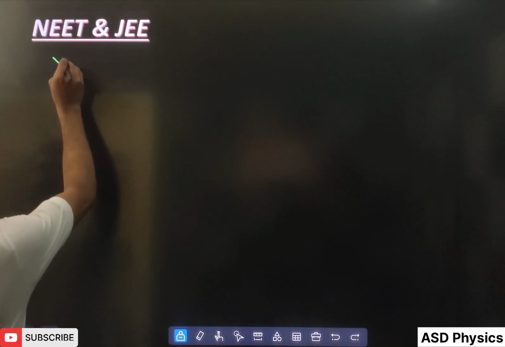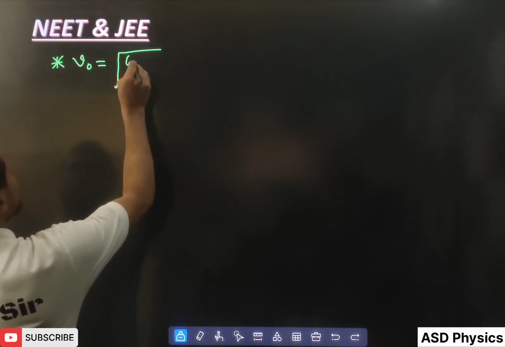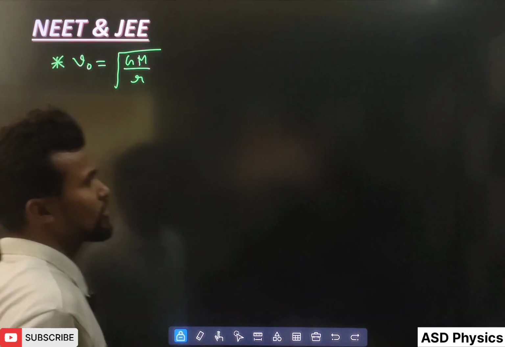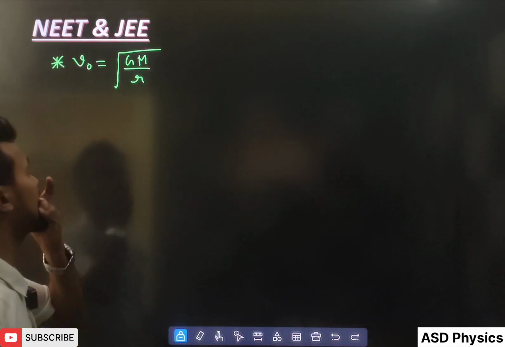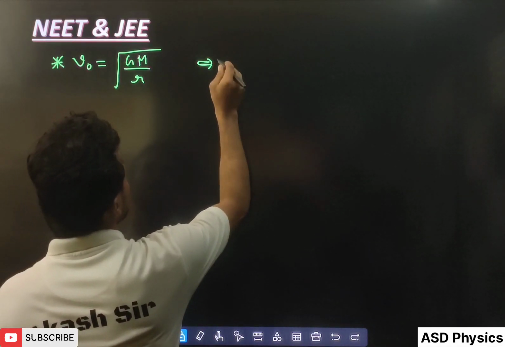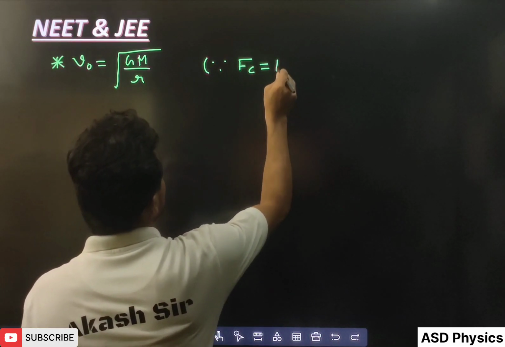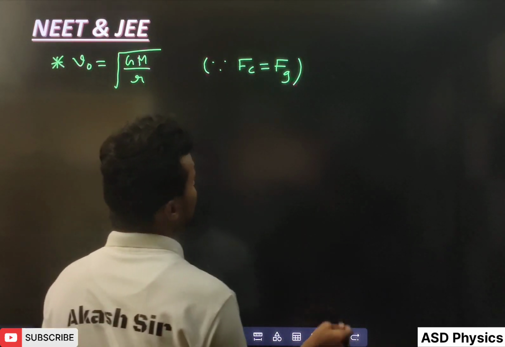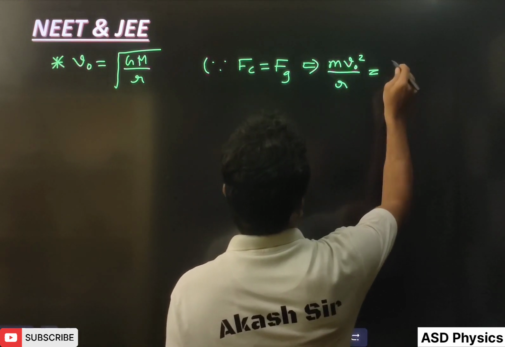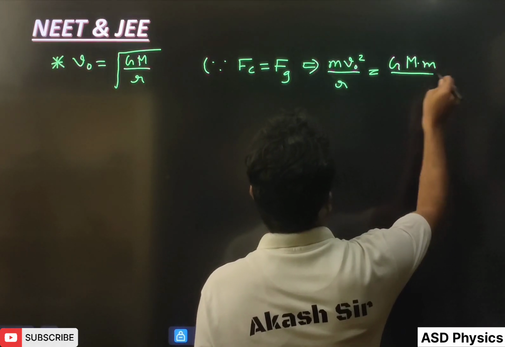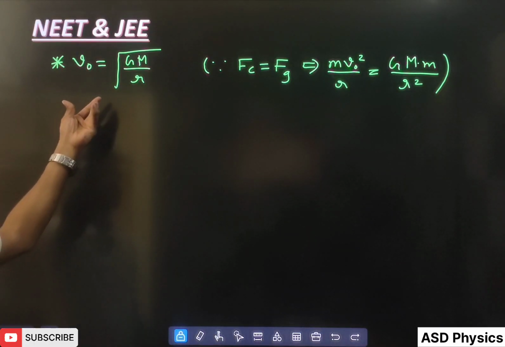So to calculate the angular momentum, we have to calculate the orbital velocity also. The orbital velocity of the satellite will be root GM/r. Why? Because the gravitational force acting between Earth and the satellite will provide the centripetal force. So this Fc, the centripetal force, will be the gravitational force. Fc will be mv0 square by r, and the gravitational force will be G times mass of the Earth times mass of the satellite by r square. So when you simplify for v0, you will get this expression, root GM/r.